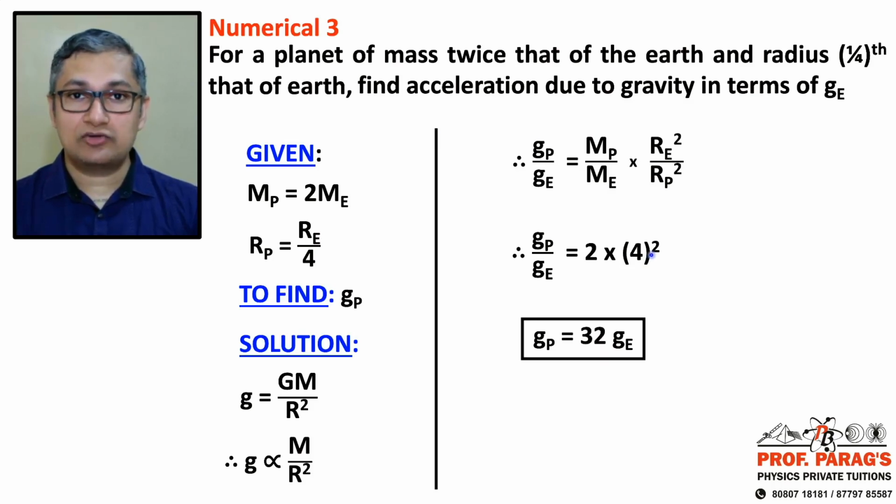So the acceleration due to gravity on this planet is going to be 32 times the acceleration due to gravity on Earth. So we better not go to this planet, otherwise we'll not even be able to lift our finger. Because every part of your body will feel 32 times heavier. Your mass will remain the same, but you will feel 32 times heavier. So that's the idea here. So that's the third numerical.